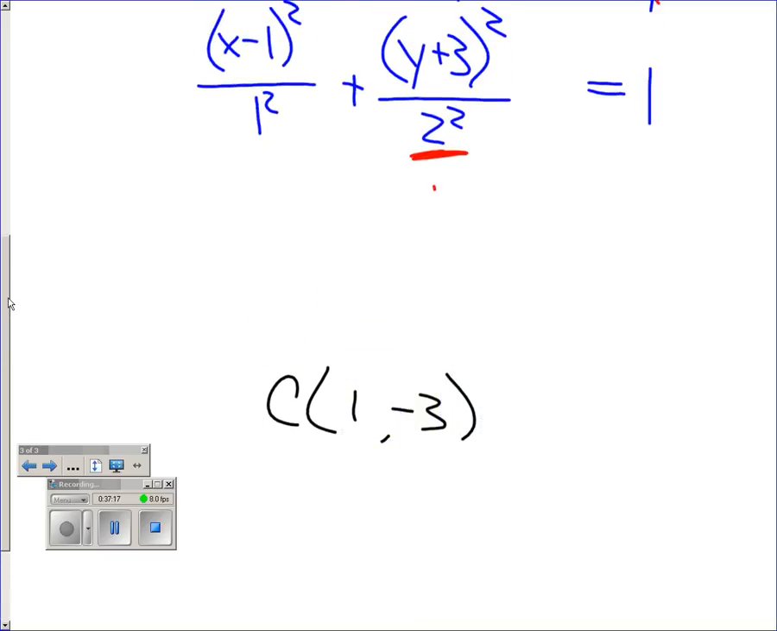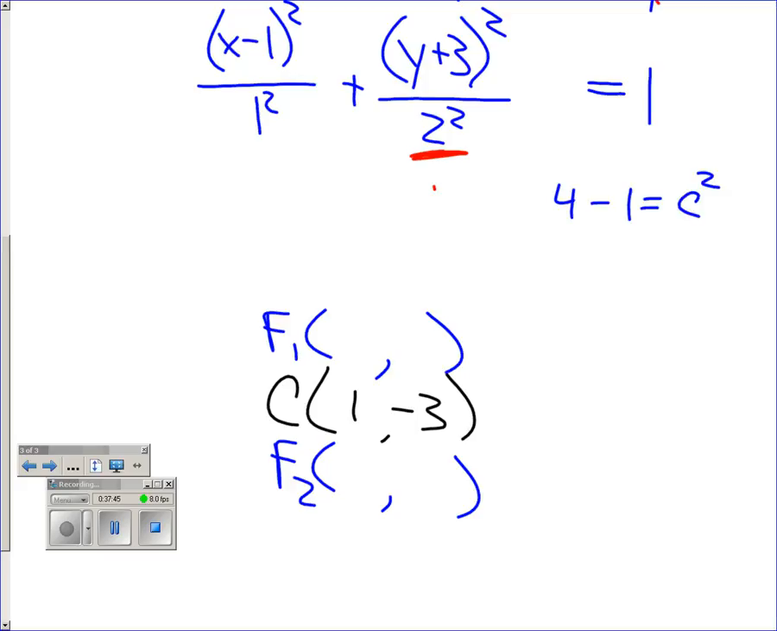Now that we have the center, I'm finding the foci. And in this case, the foci are going to be vertical. So focus 1 is going to go above. Focus 2 is going to go underneath. But I don't know what that focal length is yet. A squared minus B squared. We have 4 minus 1 is equal to C squared, or C squared is equal to what? Well, C squared is equal to 3, so C is root 3.